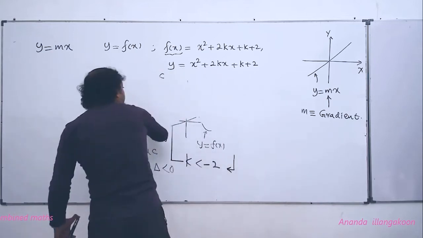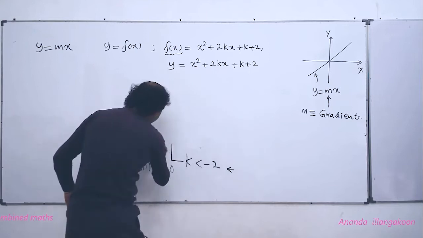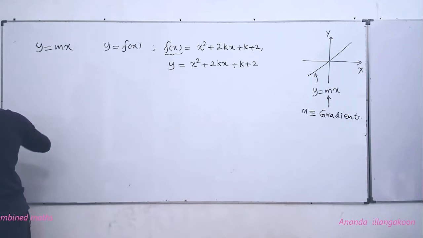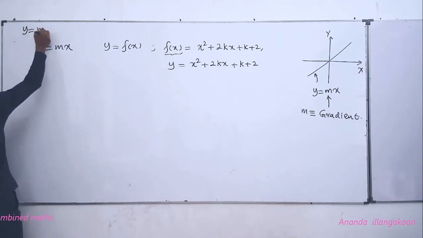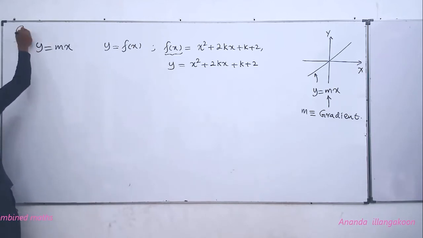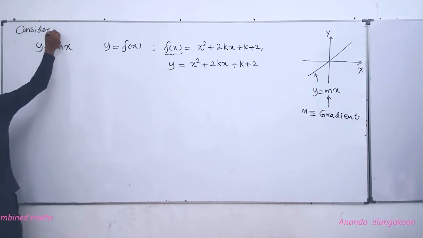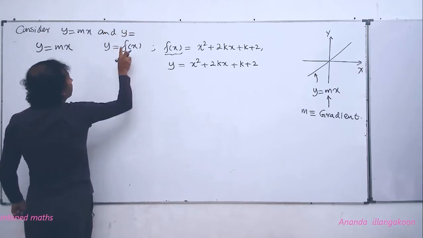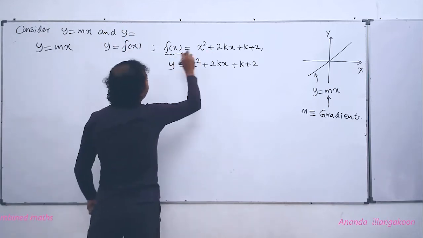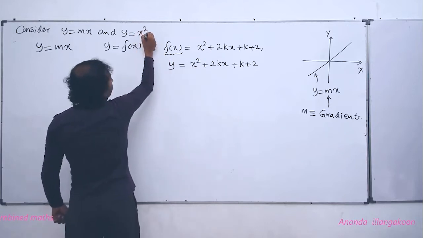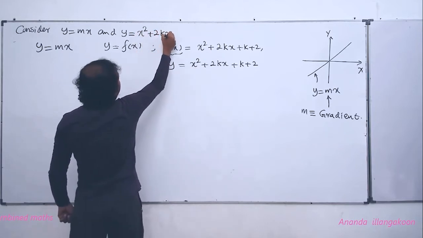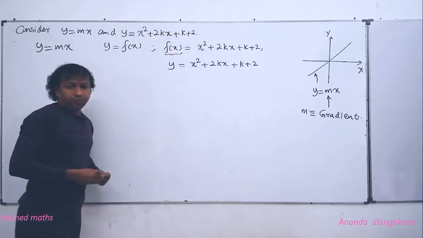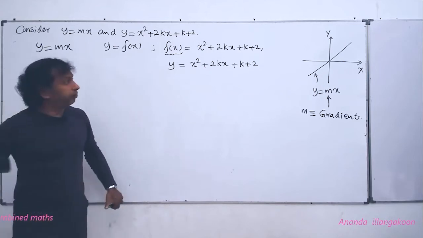Right, so we start it like this. I'm going to write this way. Consider y equals mx and y equals f(x). f(x) is this. Then we take this: x squared plus 2kx plus k plus 2. Right? I will start like that, people.